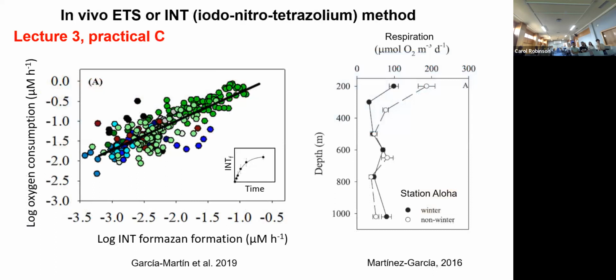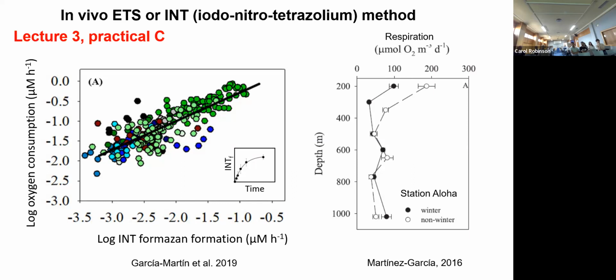The classical ETS technique required the filtration of large volumes of water, transport of frozen samples back to the laboratory in liquid nitrogen, and relied on filters with pore size of 0.7 micron. So to try to circumvent some of these potential limitations, researchers from the University of Vigo developed an in vivo version of the method in 2009.